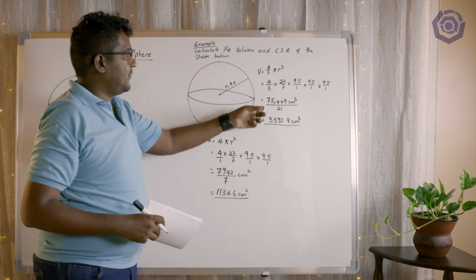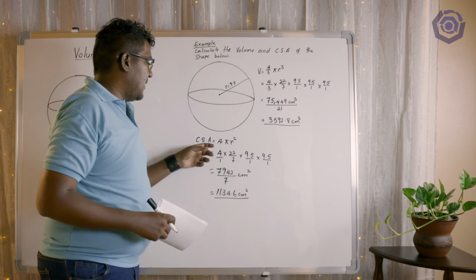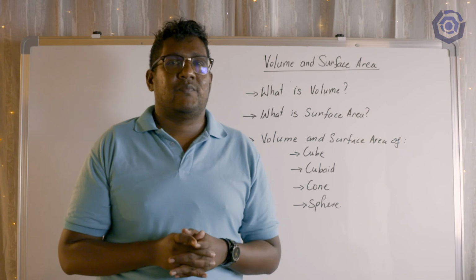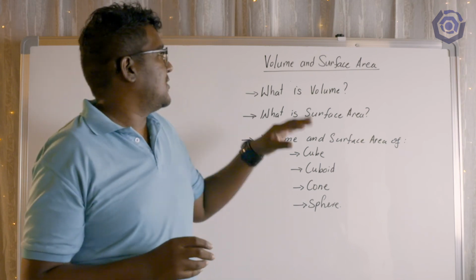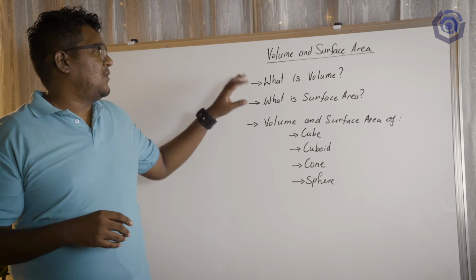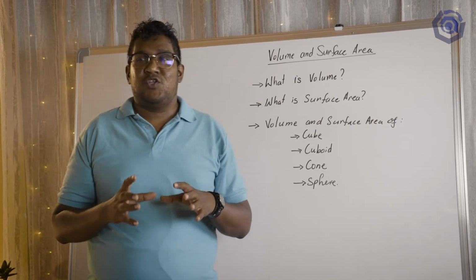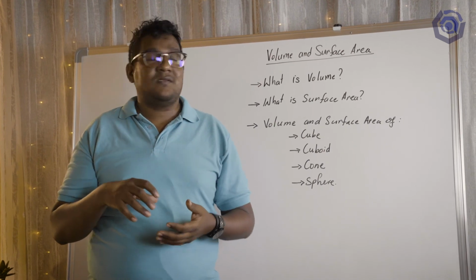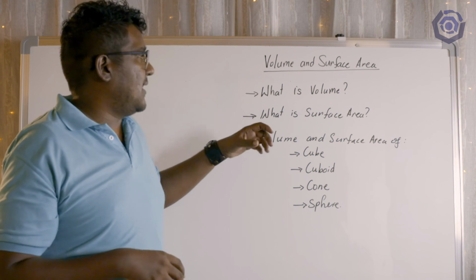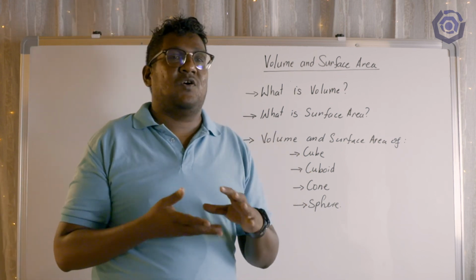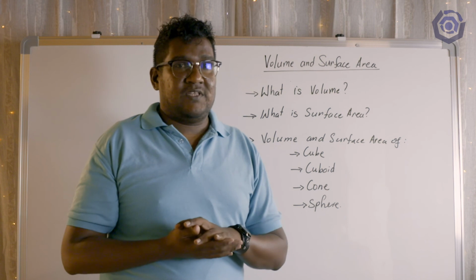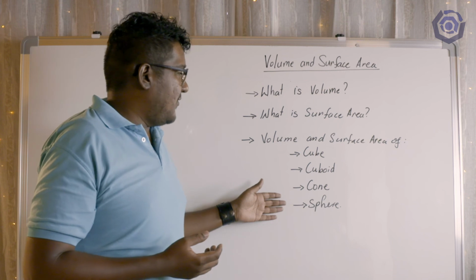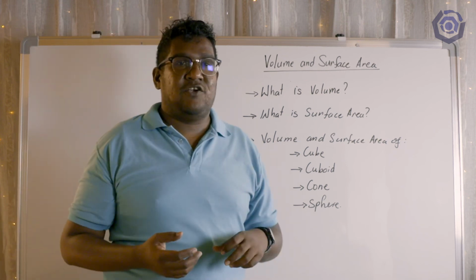So you have the volume, which is 4/3 pi r cubed, and the curved surface area, which is 4 pi r squared. In today's lesson on volume and surface area, we looked at what volume is, and remember that volume is the space inside an object or the space that the object occupies. We looked at surface area, which is the area of all the surfaces outside of the shape. And then we went through the volume and surface area of the following shapes: the cube, the cuboid, the cone, and the sphere.